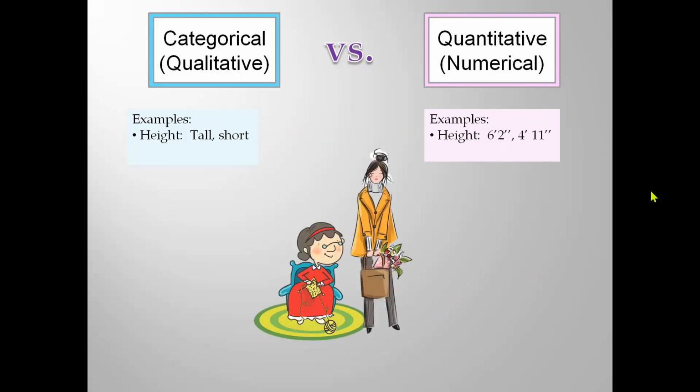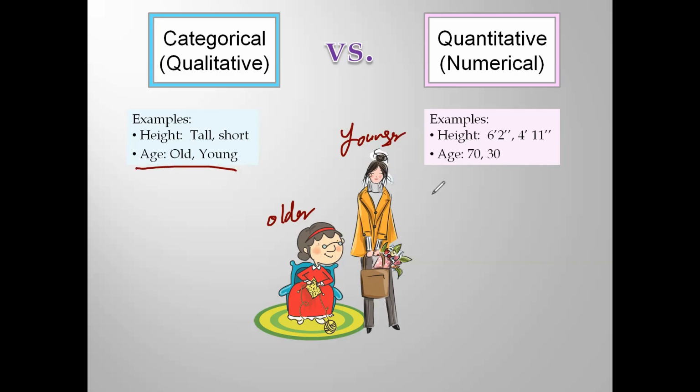Now let's look at age. So we can have age as older or younger as categorical variables. If we want to answer the question how old someone is, this will end up being a quantitative variable because we're going to end up giving numbers. We can say the older person has the age of 70 and the younger person has the age of 30.